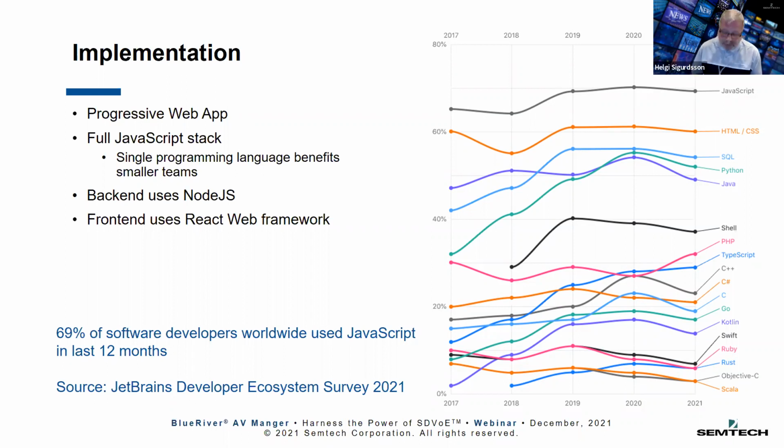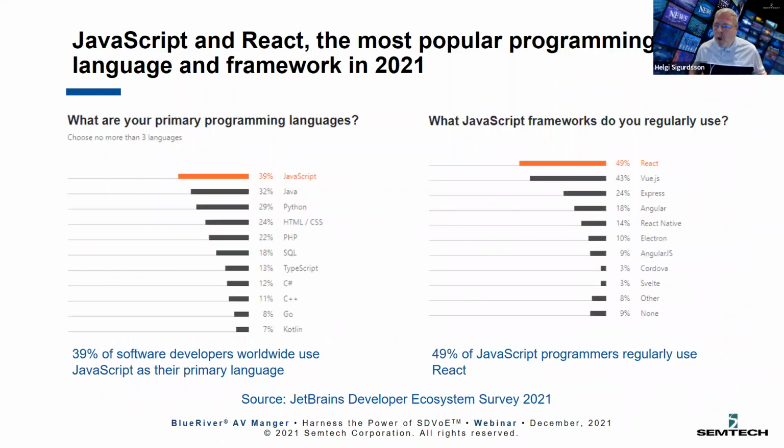For the front end, we decided to go with the React web framework. Again, JavaScript is the most popular: 70% of all programmers worldwide know it or have touched it over the last 12 months. Almost 40% of all programmers actually say that it's their primary programming language.